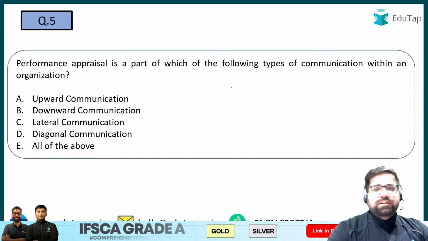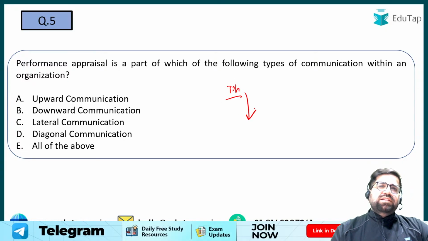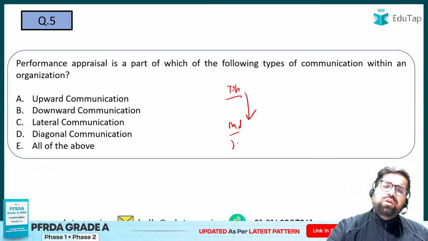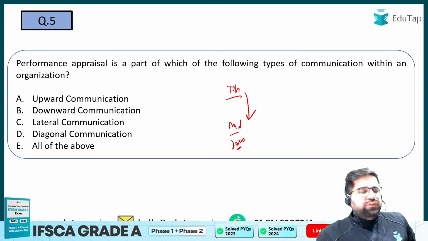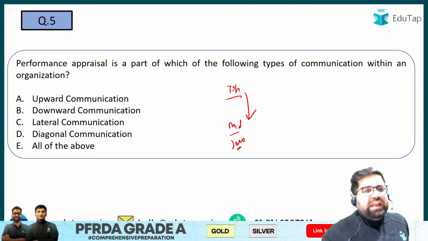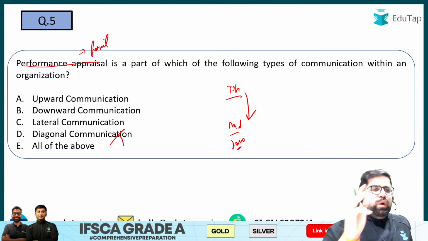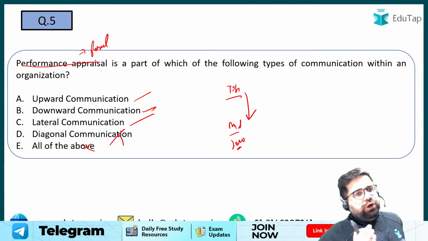What is performance appraisal? A top level employee is giving a certain kind of feedback, or he or she is sharing the report of some work which was done by the middle level employees or the low level employees. So you have to tell me that performance appraisal is a part of which of the following types of communication? Upward, downward, lateral, diagonal. So it cannot be diagonal because performance appraisal is a formal way to communicate. So you are only left with three. All of the above will not be the answer either, right? So you are only left with three options: upward, downward, or lateral.